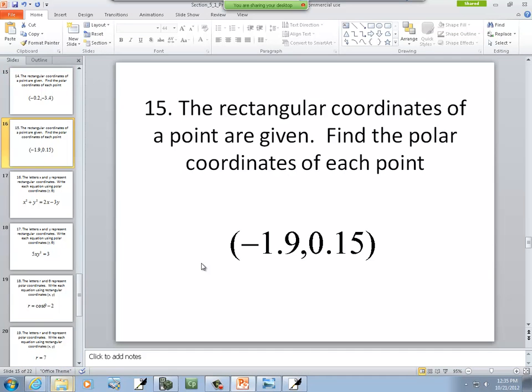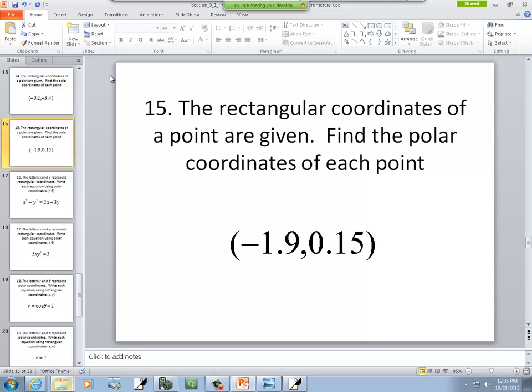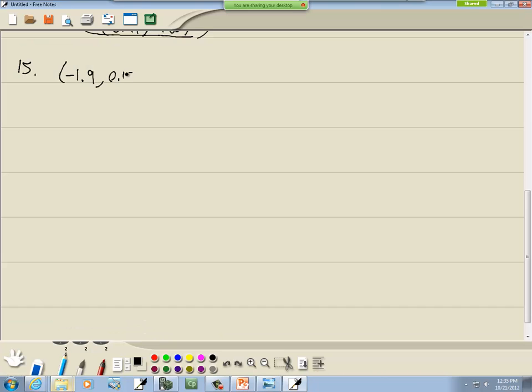Let's look at another problem. This is another one of those. Obviously, it's not on the unit circle. Negative 1.9 and 0.15. Okay, first thing we do is find r. r is equal to square root of x squared plus y squared. So we're going to have negative 1.9 squared plus 0.15 squared. Now if you're careful on plugging these in the calculator, you can do it all at once.